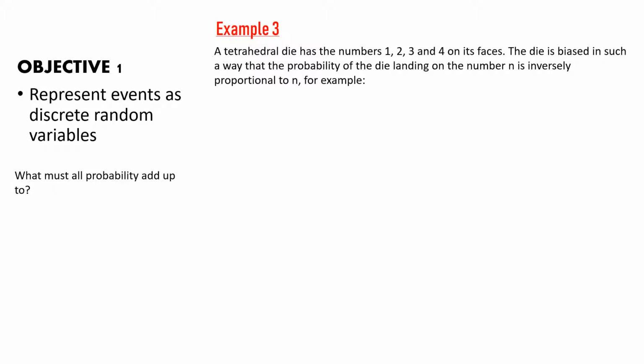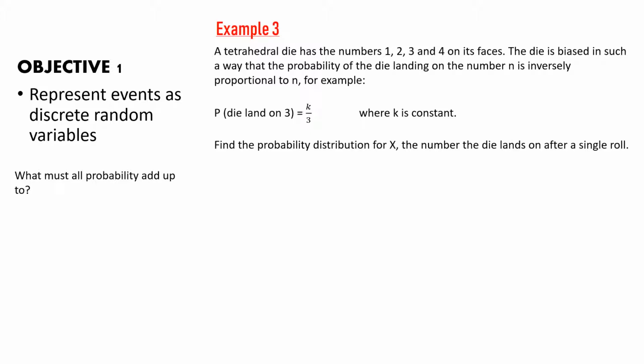So let's look at another example. A tetrahedral die has the numbers 1, 2, 3, and 4 on its faces. The die is biased in such a way that the probability of landing on a number n is inversely proportional to n. For example, the probability of landing on a 3 is k over 3, where k is the constant. Find the probability distribution for x, the number the die lands on after a single roll.